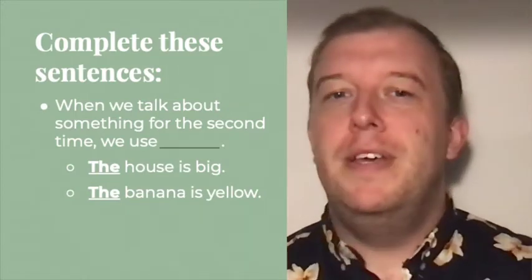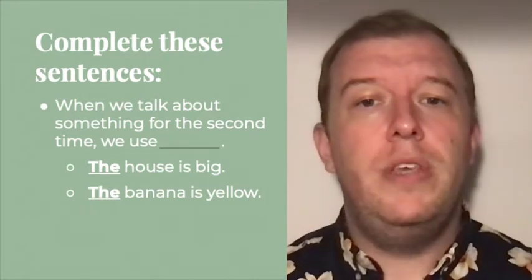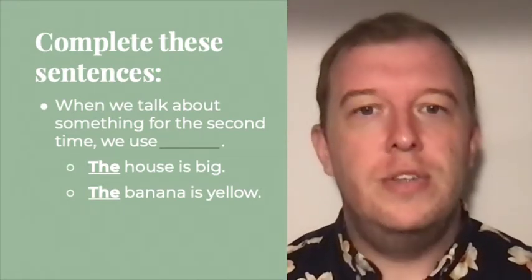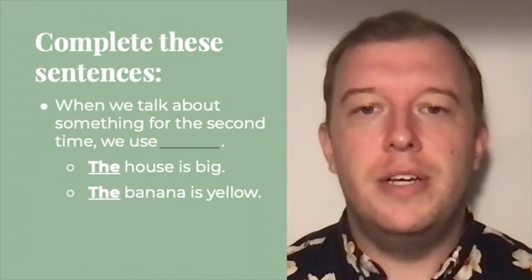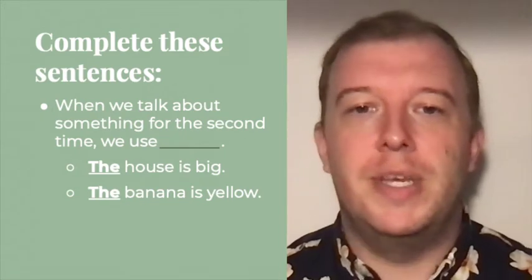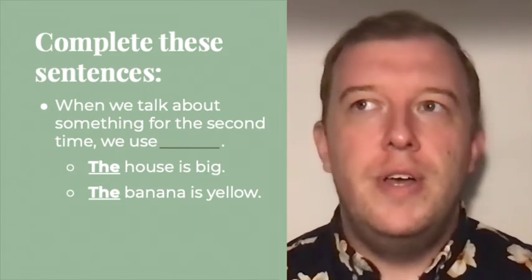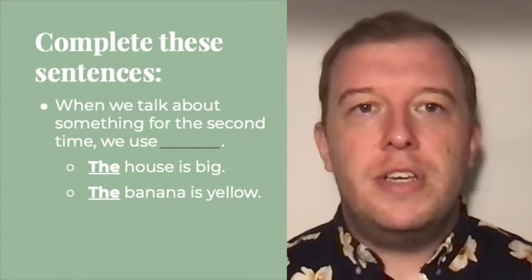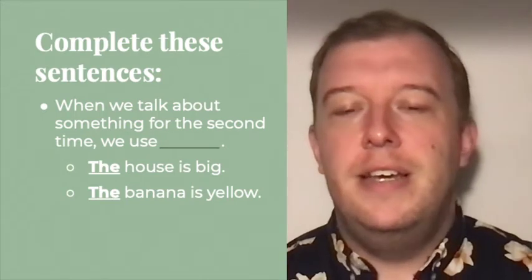Let's see. When we talk about something for the second time, we use the. So the house is big. The banana is big. Or if I say it more naturally, the house is big. The banana is yellow.